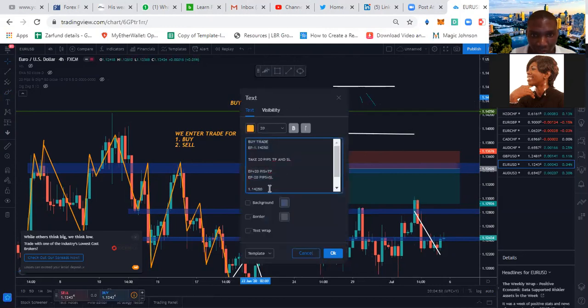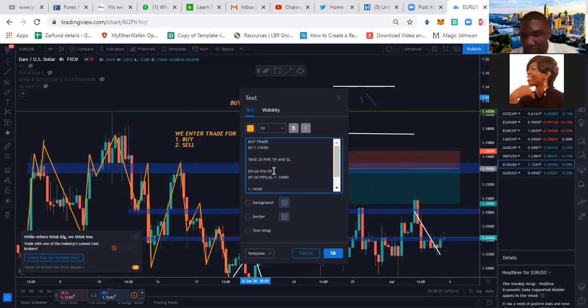Okay, so now that's the way to calculate your SL. So your SL now, in this case, will become what? 1.14050. That's your stop loss.